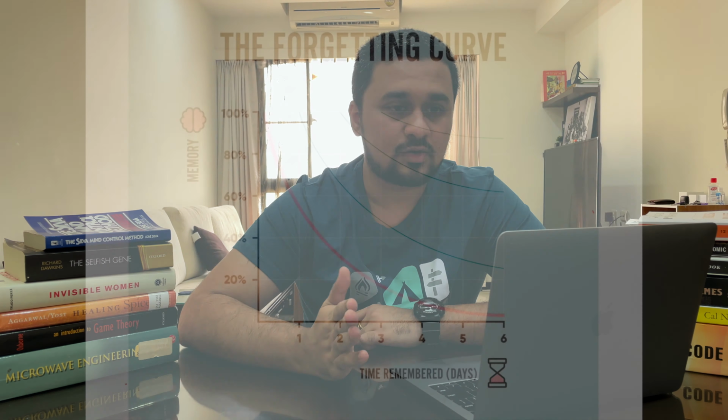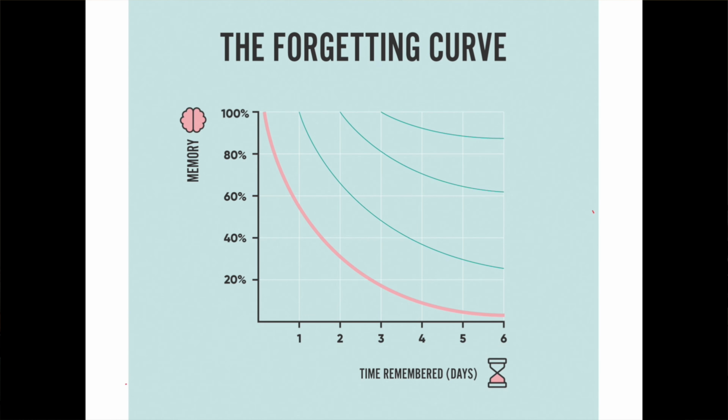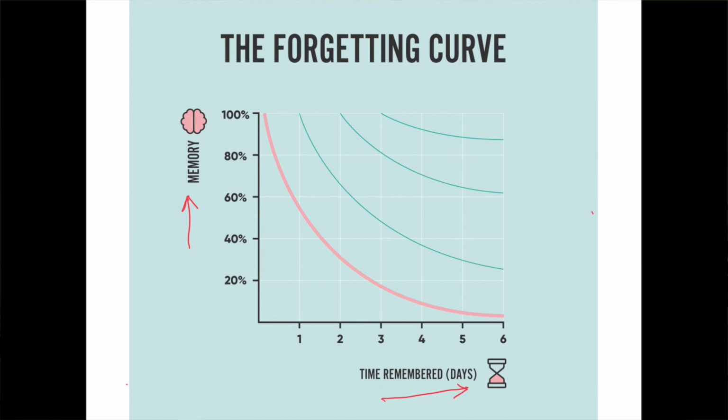What you're seeing right now is the forgetting curve. On the x-axis is the time elapsed, and on the y-axis is the memory percentage. The pink curve is the first information, or the day zero information. After learning something, it is at 100%, and after one day, which is 24 hours apart, you only retain 50% of the information.